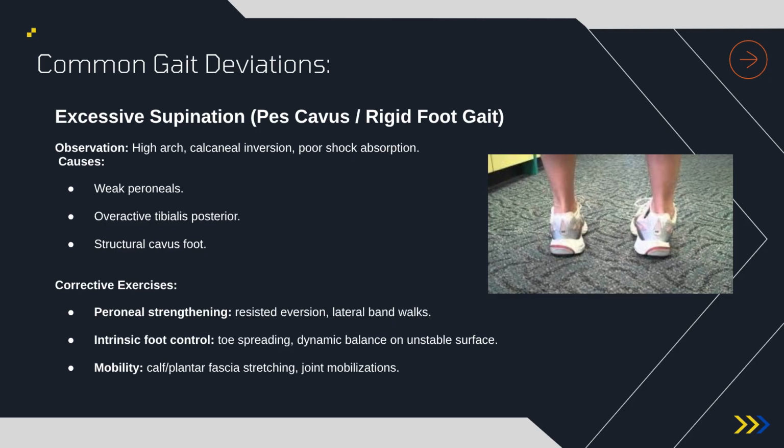Corrective interventions: peroneal strengthening, such as resisted eversion with a band, or lateral band walks. Intrinsic foot activation, so toe spreading and working on unstable surfaces. Mobility work of the plantar fascia and your calf. A rigid foot protects stability but sacrifices shock absorption.